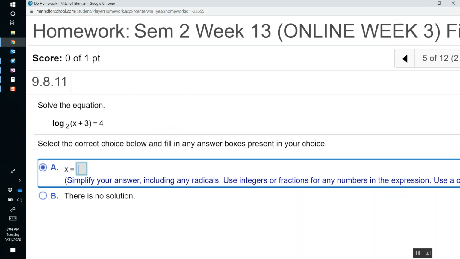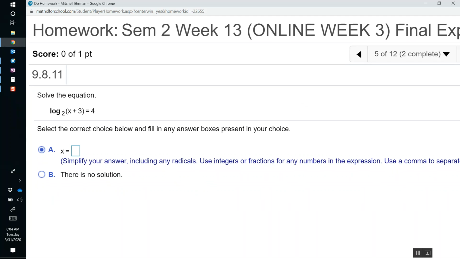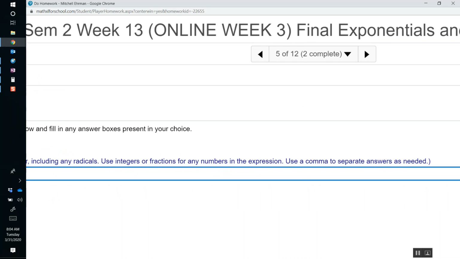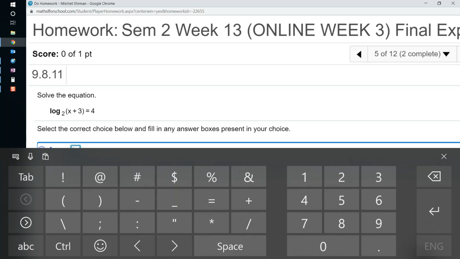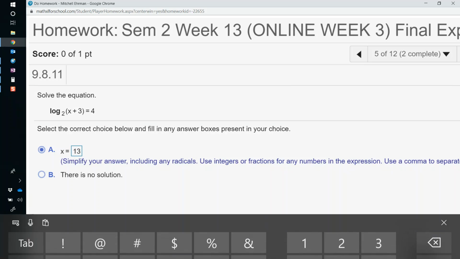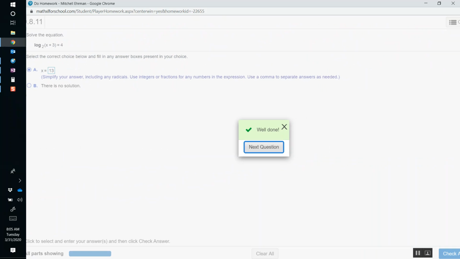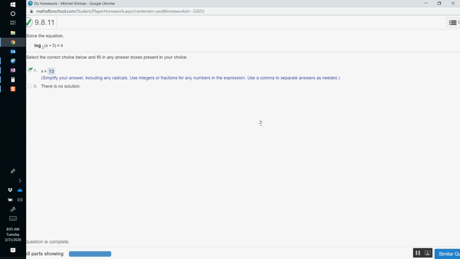So if I jump to MathXL, yep, there is a solution. It says to simplify answers, include any radicals. Remember, radicals are square roots, and use integers or fractions for any numbers in the expression. So if we were to get a decimal, they don't want to see the decimal. They'd rather see a precise solution. We didn't get a decimal here, so we'll just type in the number 13 and see what they say. All right, that's good. We'll move on.